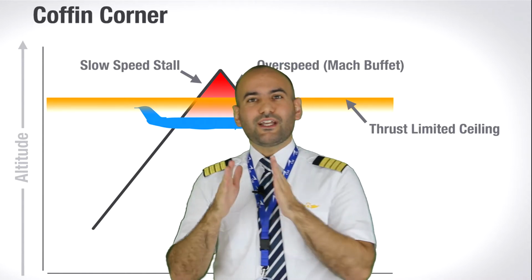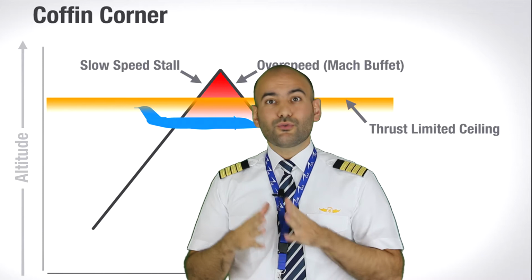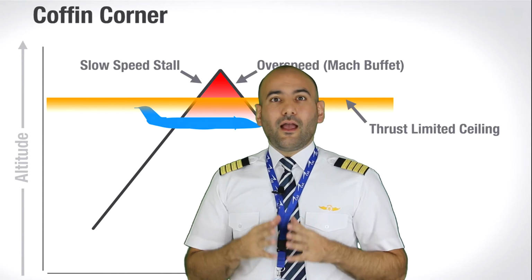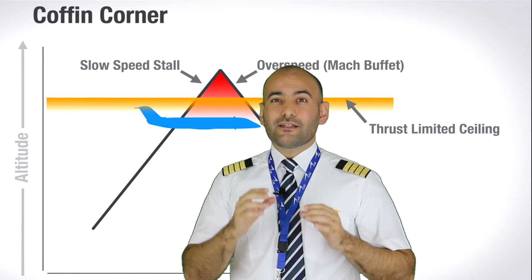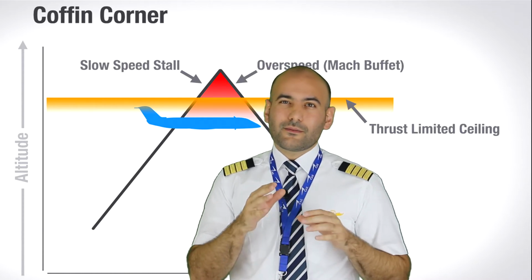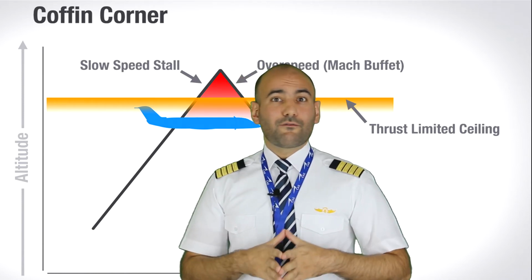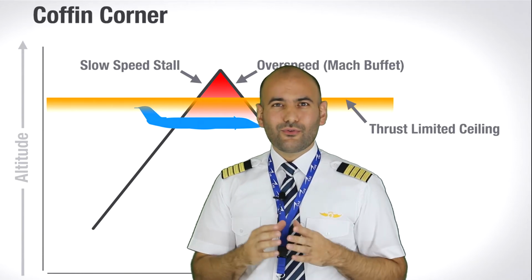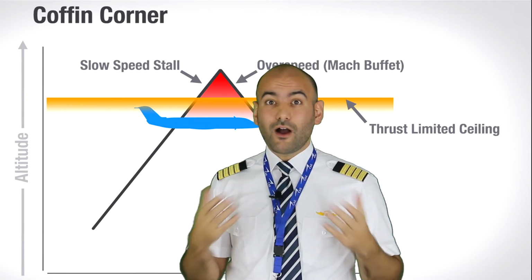This means at sea level, indicated stall speed is 200 knots. True stall speed is also 200 knots. At flight level 100, indicated stall speed is again around 200 knots, but true stall speed is approximately 280 knots. And finally, at flight level 400, 40,000 feet, indicated stall speed is around 200 knots. However, true stall speed is approximately 500 knots.